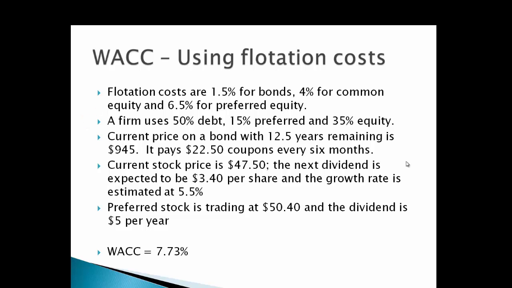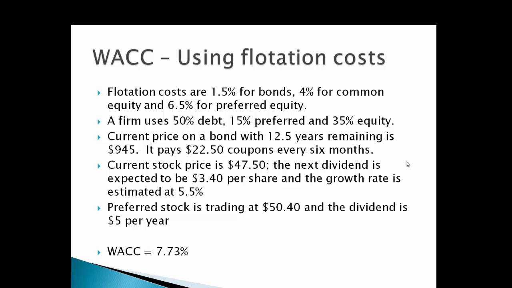The current price on a bond, so here we need this information to figure out what the current yield to maturity is on bonds, and then take that to work our way back and figure out what the effective cost of issuing new debt for the firm will be. So we have the current price on a bond is $945. The time to maturity is 12.5 years. And it pays $22.50 every 6 months.